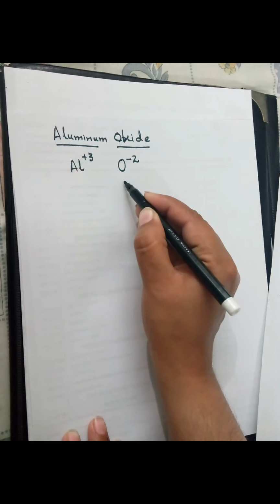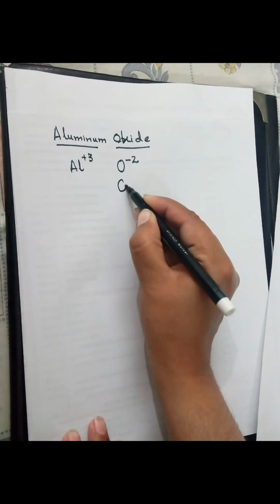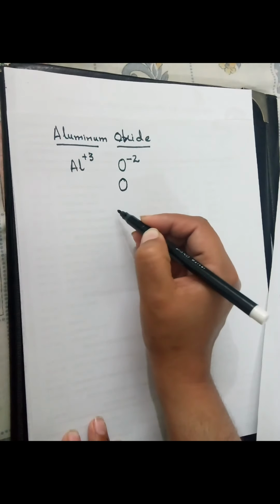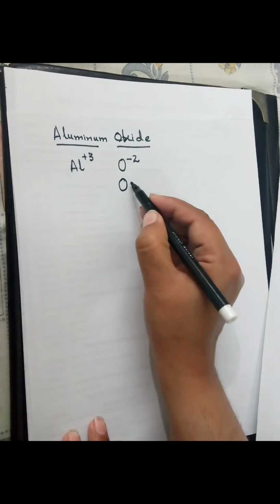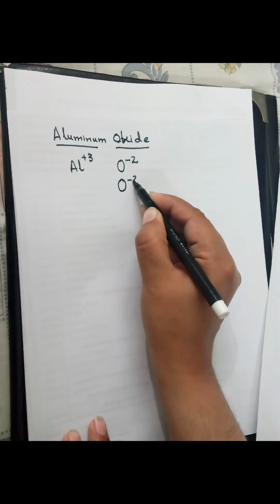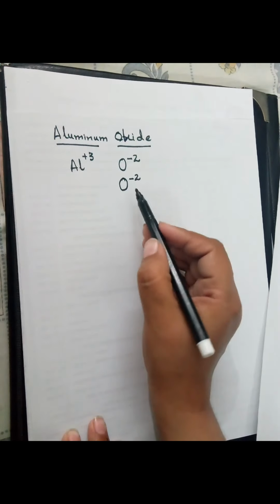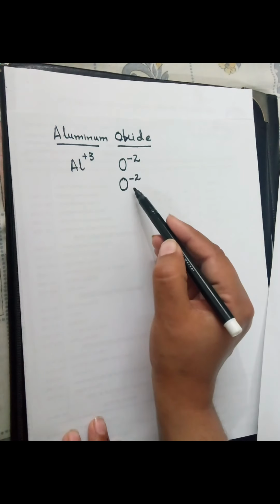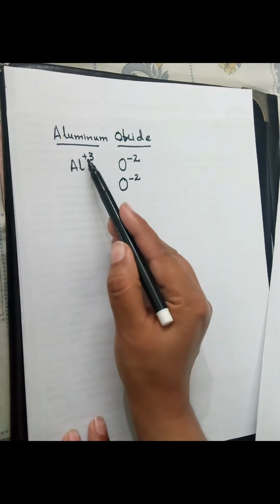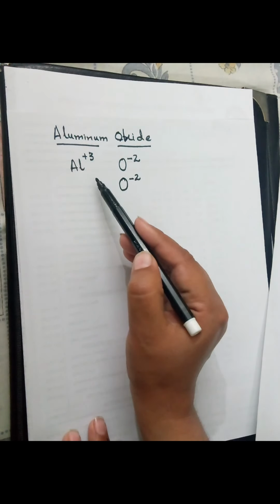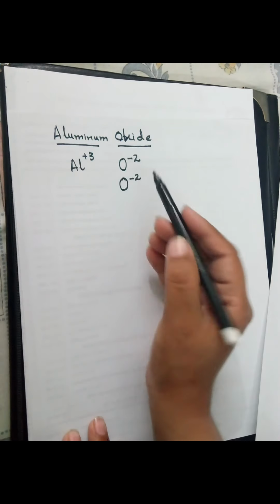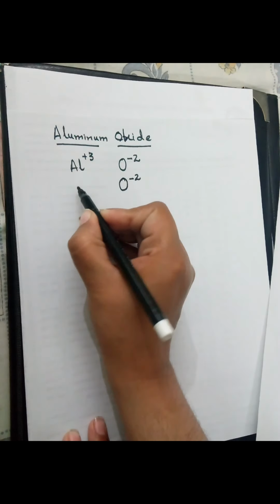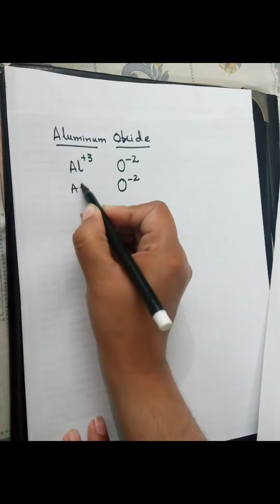I add 1 more oxygen. Now it is negative 4, but aluminum contains positive 3, still it is not balanced. I add 1 more aluminum.